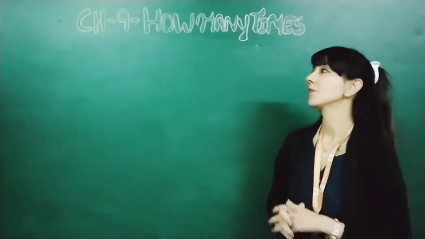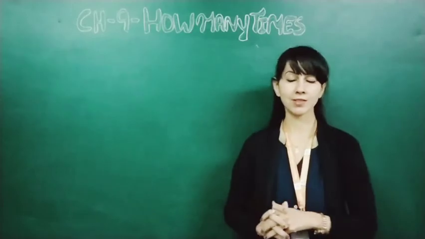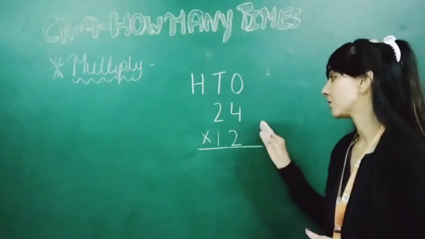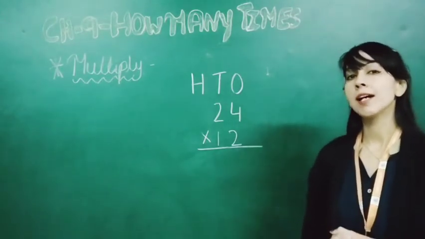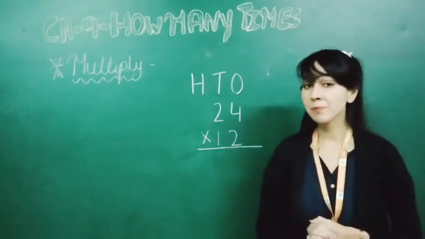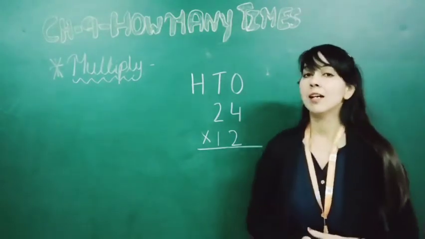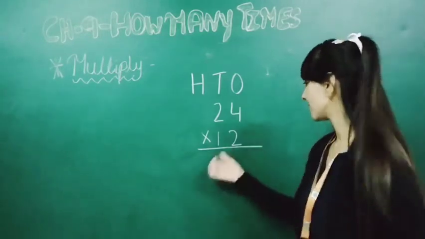So today in chapter number 9, we will see a new exercise. Now students, we will see multiplication of two-digit numbers with two-digit numbers, that also with carry. As you know, the number to be multiplied is called the multiplicand, that is this 24. And the number by which it is getting multiplied is called the multiplier, that is this 12.